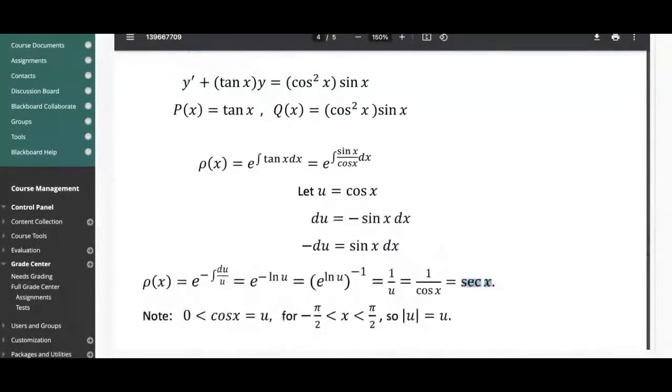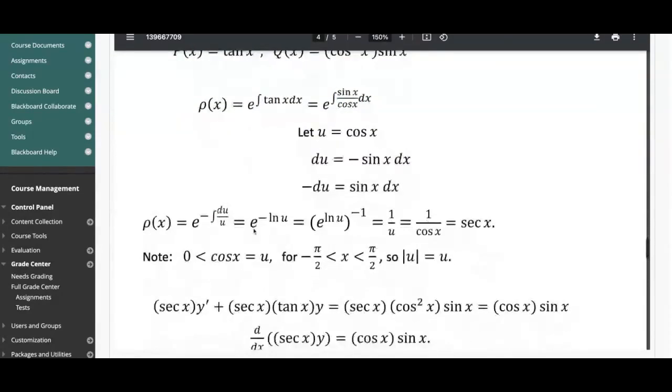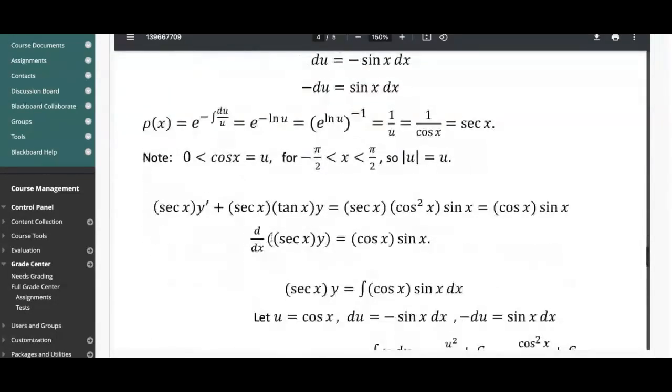The left-hand side becomes the derivative of the product of the integrating factor with y. That's the miracle part. The integrating factor is secant x, so the left-hand side just becomes the derivative of secant x times y. The right-hand side simplifies to cosine x sine x, which can be rewritten as half of sine of 2x.